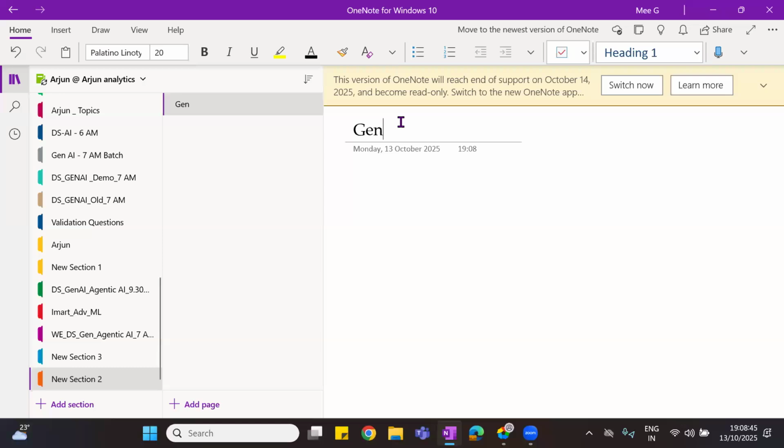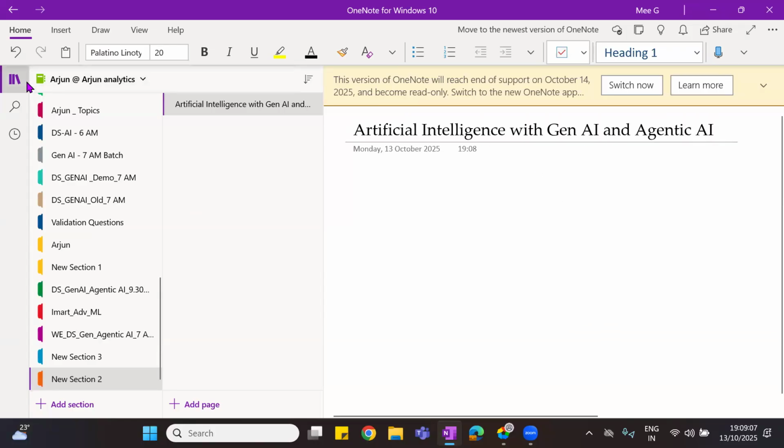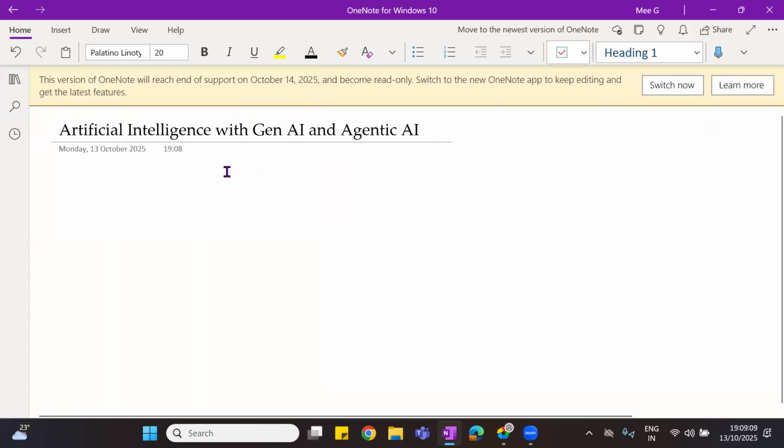I'll put it as artificial intelligence with generative AI. Gen AI and agentic AI. Our major concentration will be on generative AI and agentic AI over here.